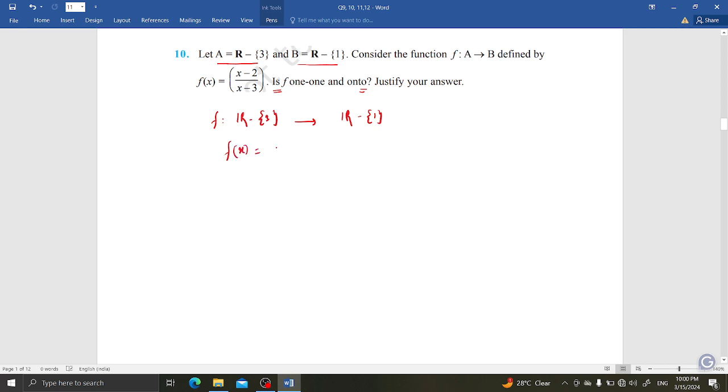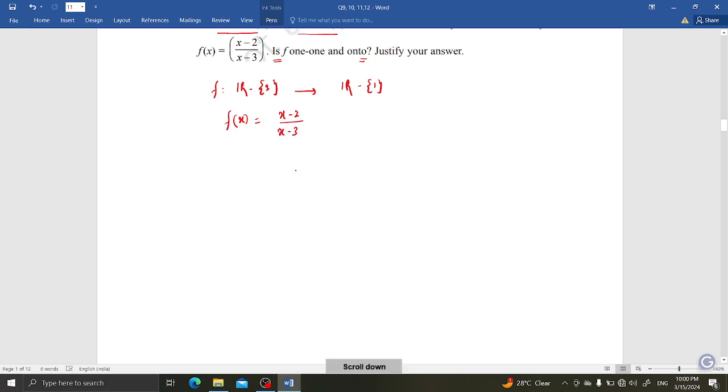f of x is defined as x minus 2 upon x minus 3. Clearly we observe that x is not equal to 3. Obviously it is not in the domain, so that is obvious.